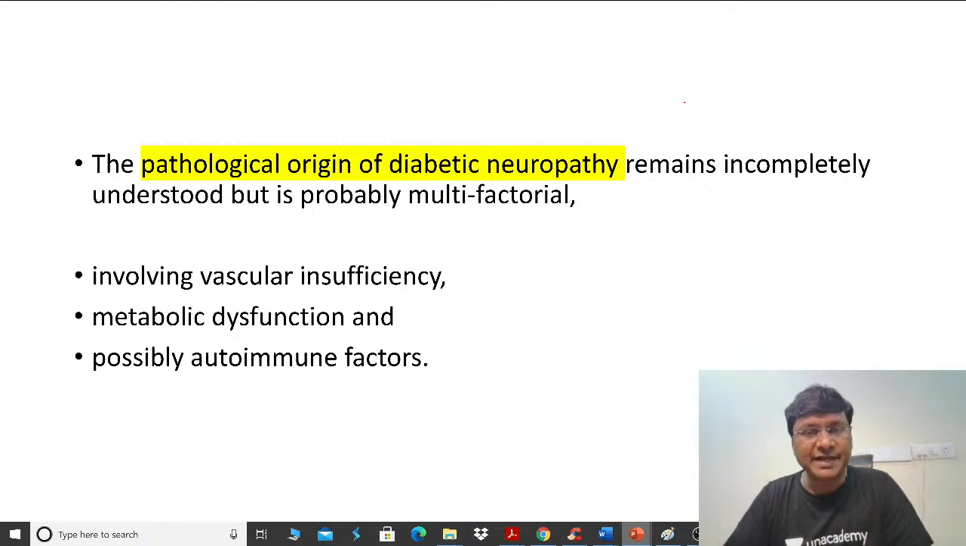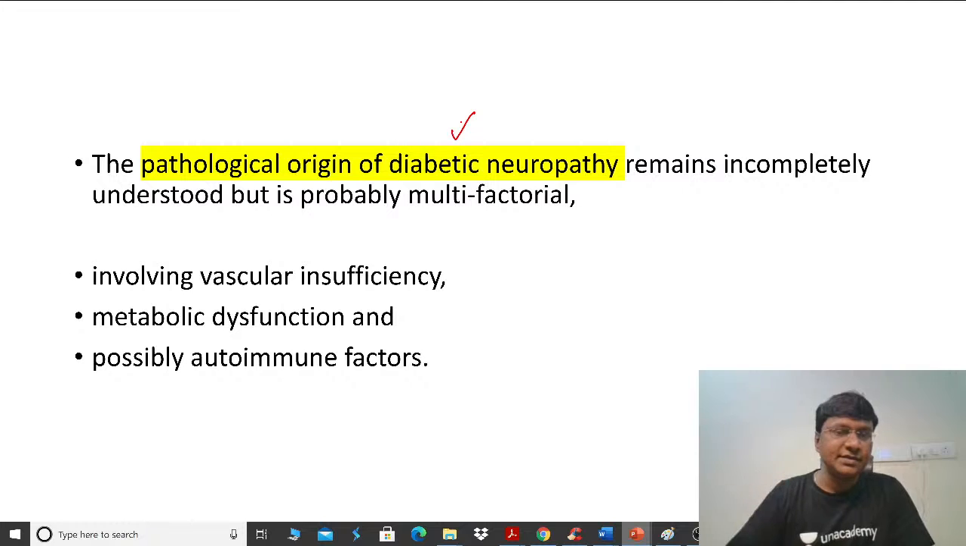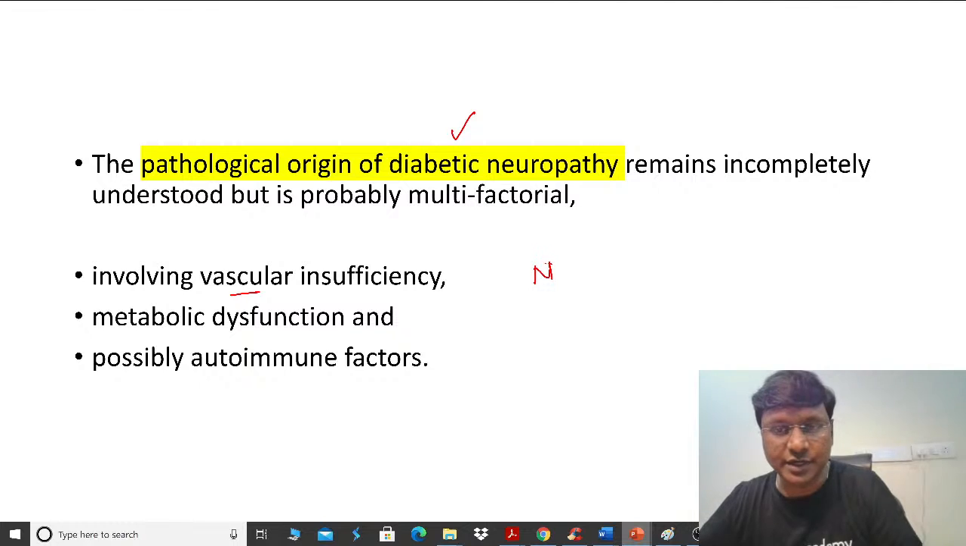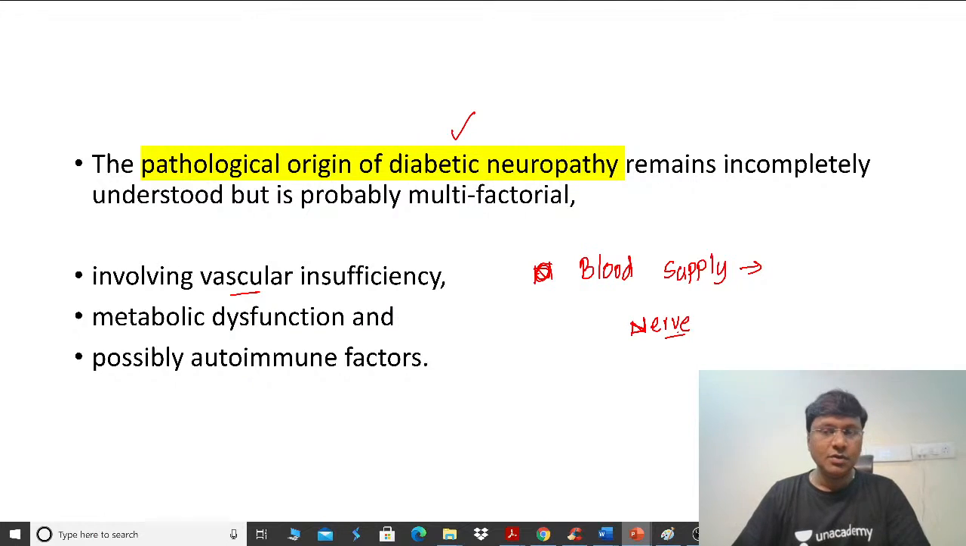Now, what is the basic pathophysiology for the development of diabetic neuropathy? There are three reasons. Number one, vascular insufficiency. Can anyone tell me what we call the blood supply to the nerve? Any one of you? What is the blood supply to the nerve?